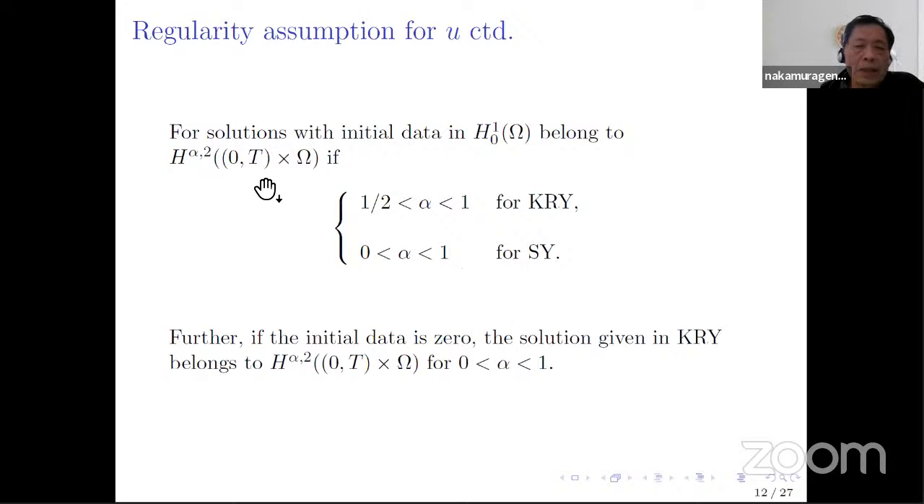Then for the solution with the initial data belonging to our function space, if alpha is between 1/2 and 1 for the KLY case, and for the SY case, it also belongs to our function space, alpha between 0 and 1. For this one, if the initial data is 0, then also for alpha between 0 and 1, their solution also belongs to this function space.